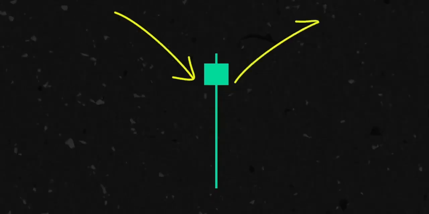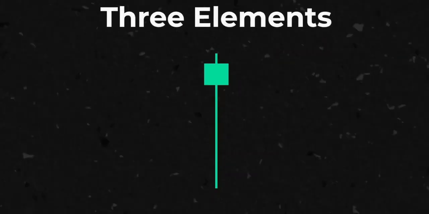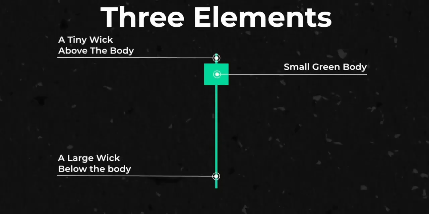Pin bar is a strong reversal candlestick pattern. It indicates a potential reversal to the upside. A bullish pin bar consists of three elements: a small green body, a large wick below the body, a tiny or no wick above the body. Let's understand the psychology behind this pattern.